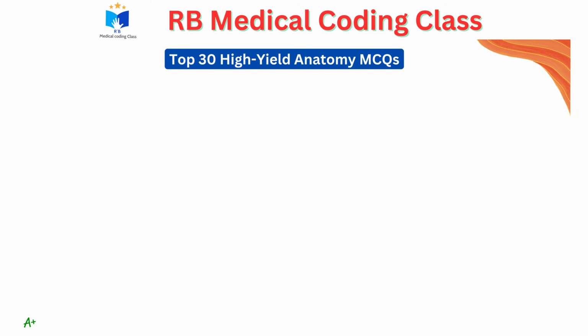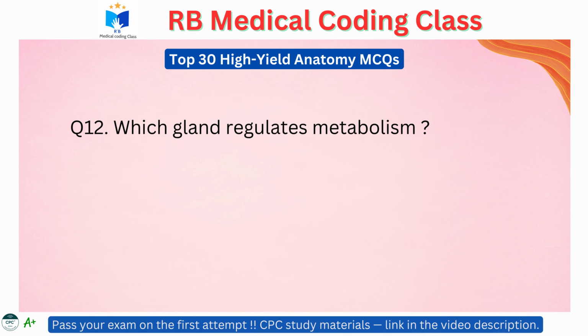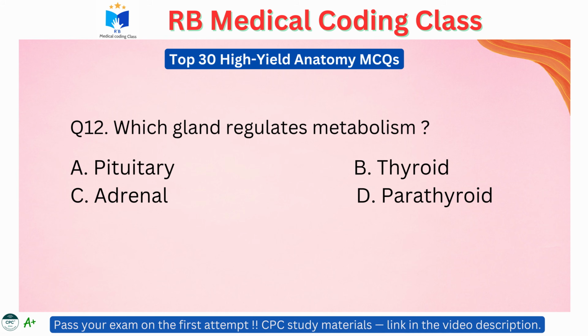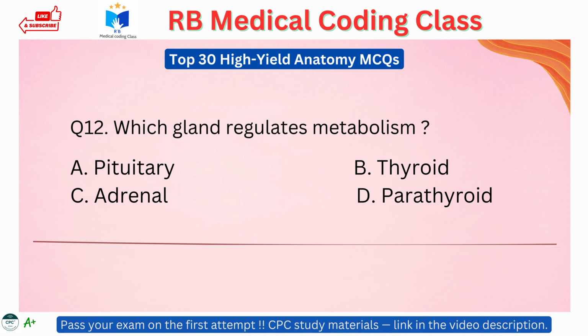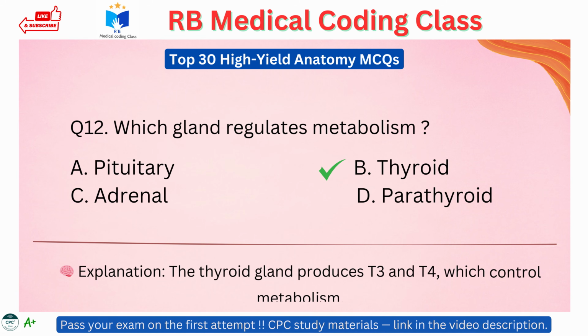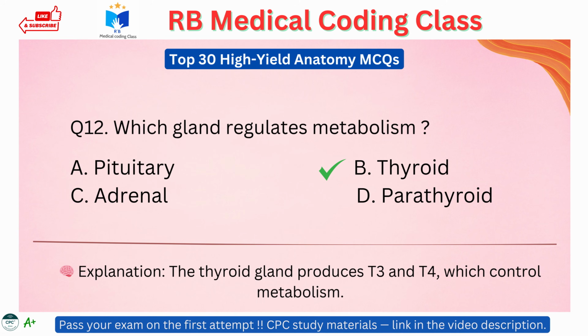Question 12. Which gland regulates metabolism? A. Pituitary. B. Thyroid. C. Adrenal. D. Parathyroid. Answer. B. Thyroid. Explanation. The thyroid gland produces T3 and T4, which control metabolism.